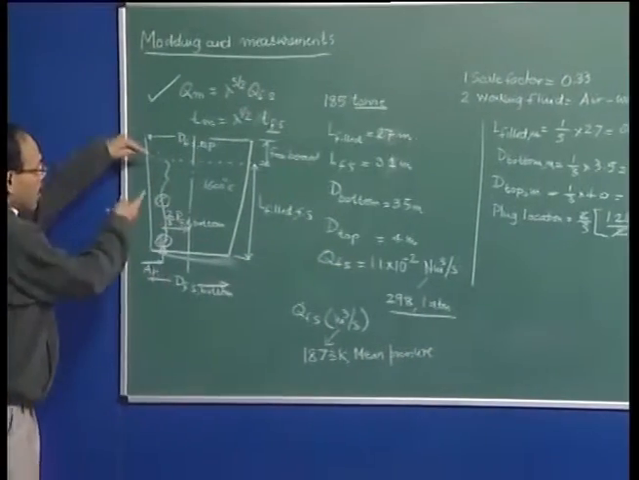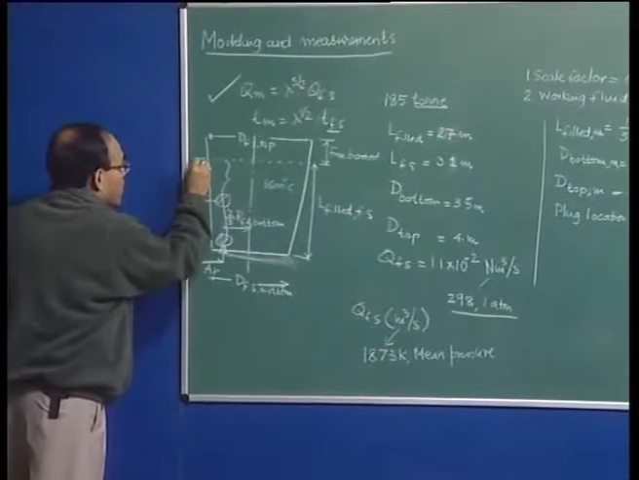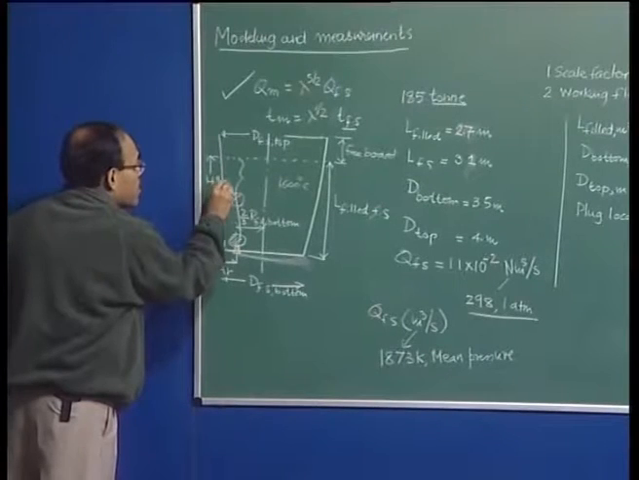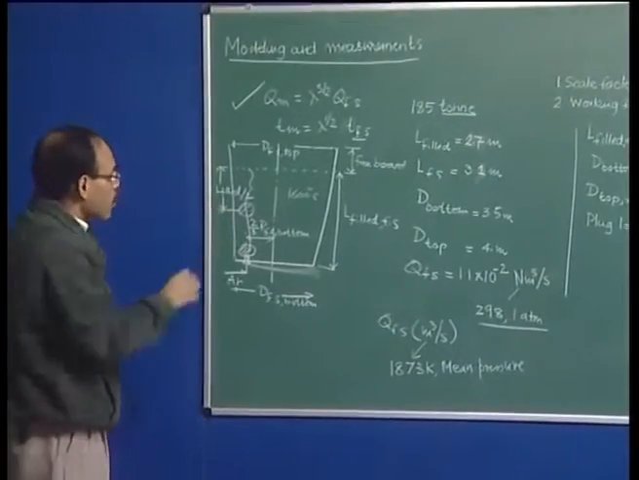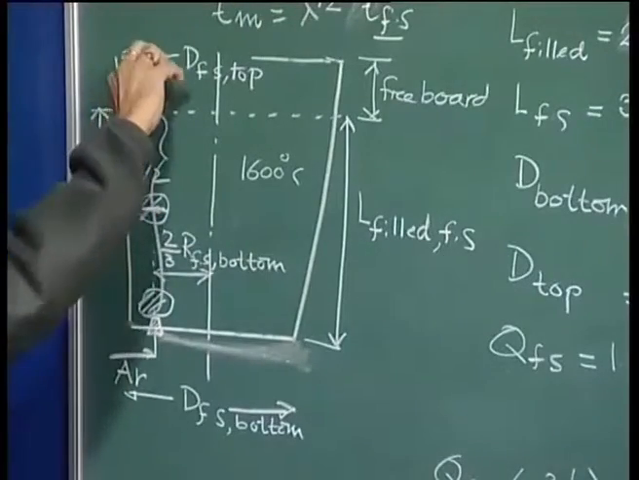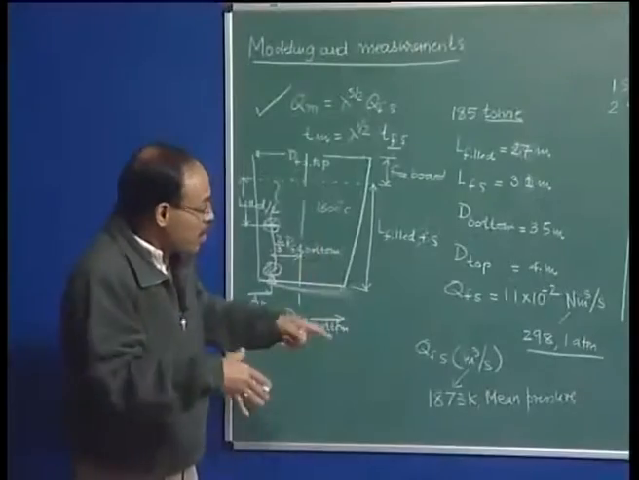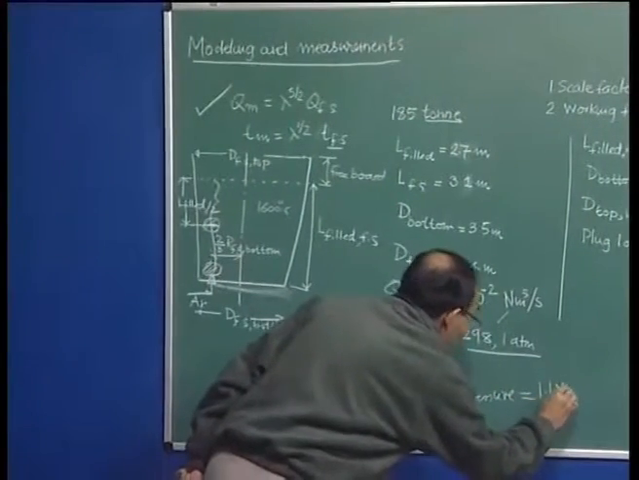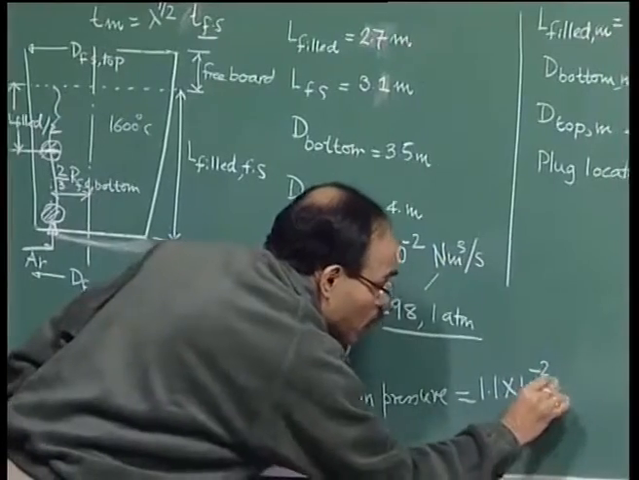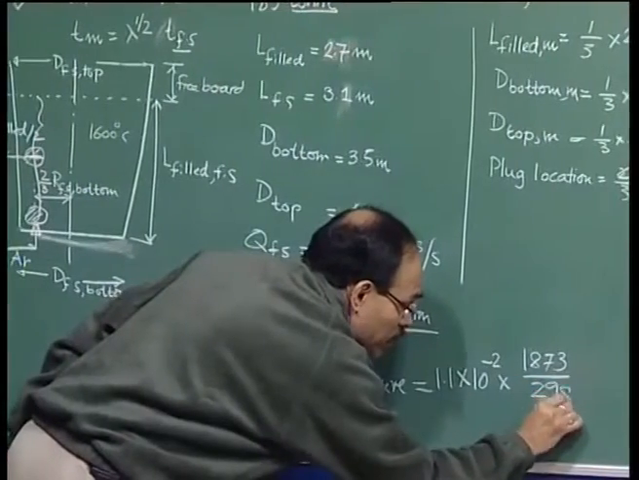Mean pressure means the pressure at the mean height. So, if this represents my L filled by 2, that is the mean height, then the pressure at this particular level is going to be atmospheric pressure plus the ferrostatic pressure corresponding to this. That is the pressure, and this is the temperature 1873, with which I am going to correct this normal meter cube. So, the expression will look like 1.1 into 10 raised to the power minus 2, into 1873 divided by 298, and it is inversely proportional to pressure.